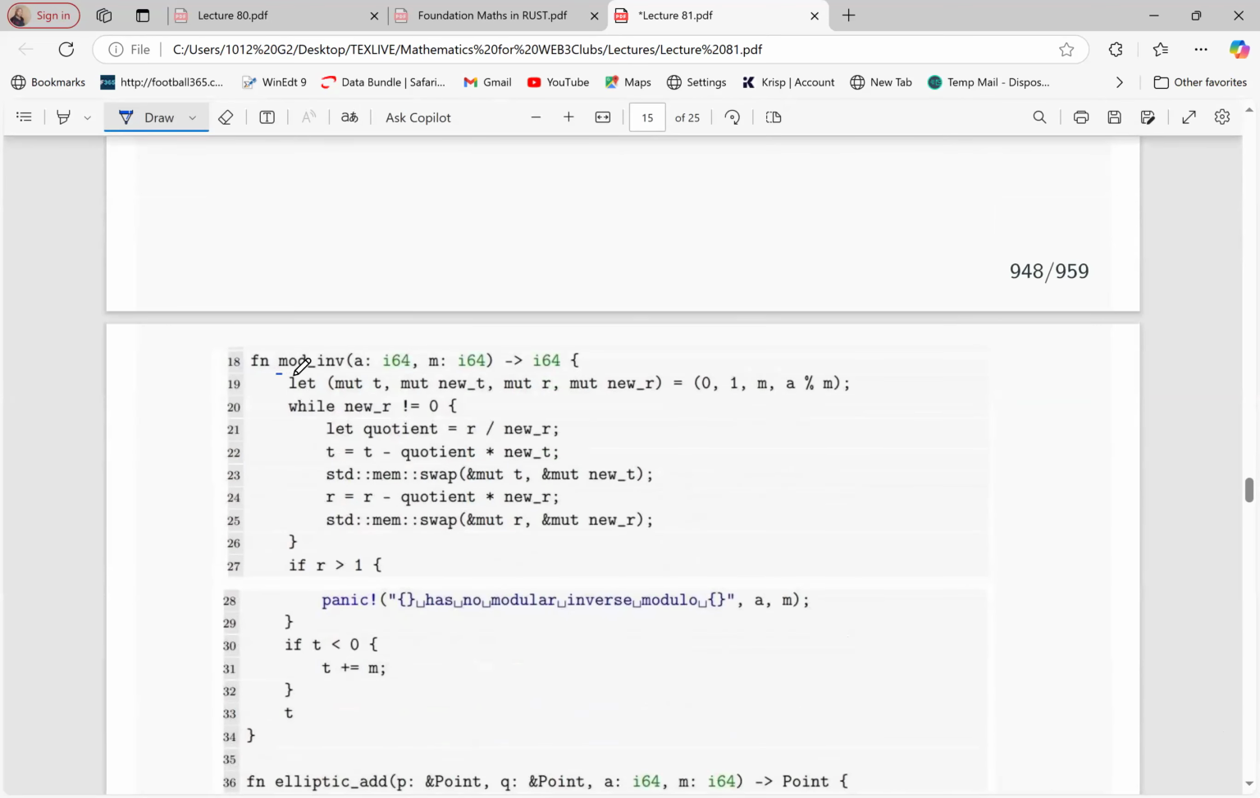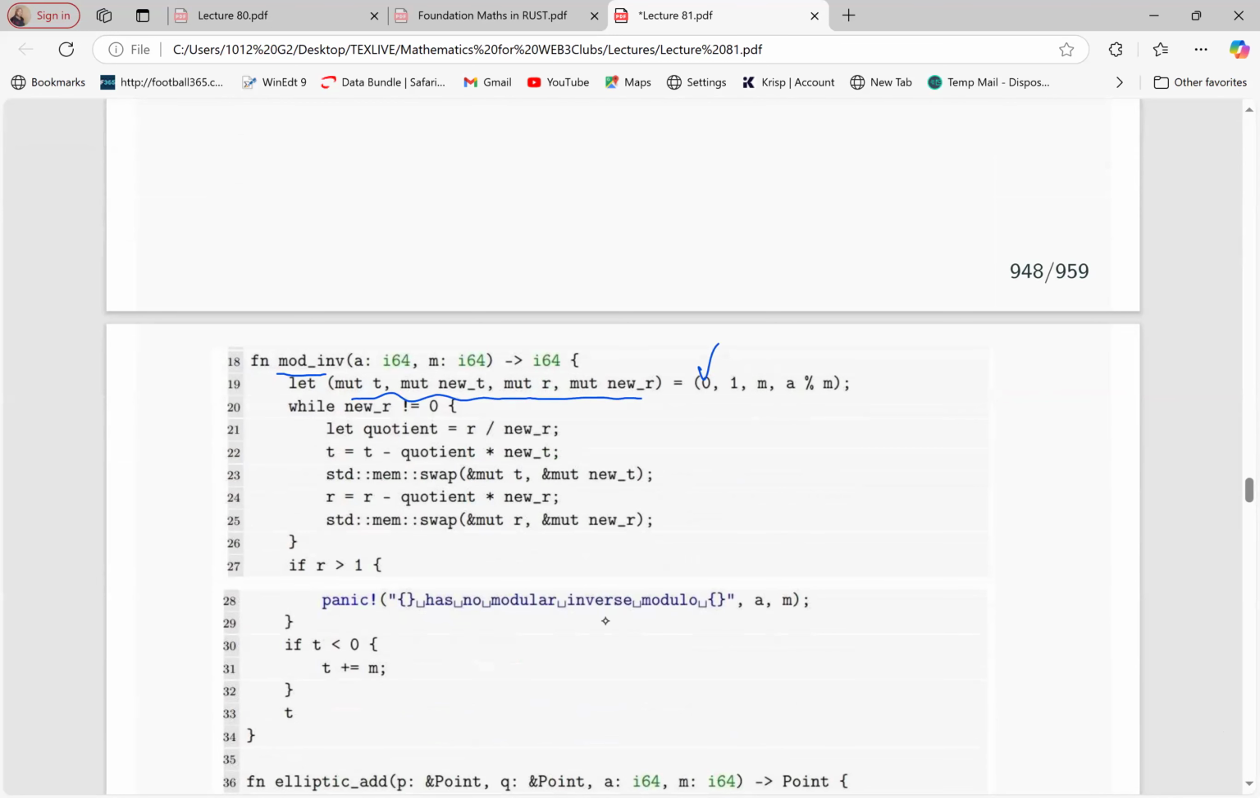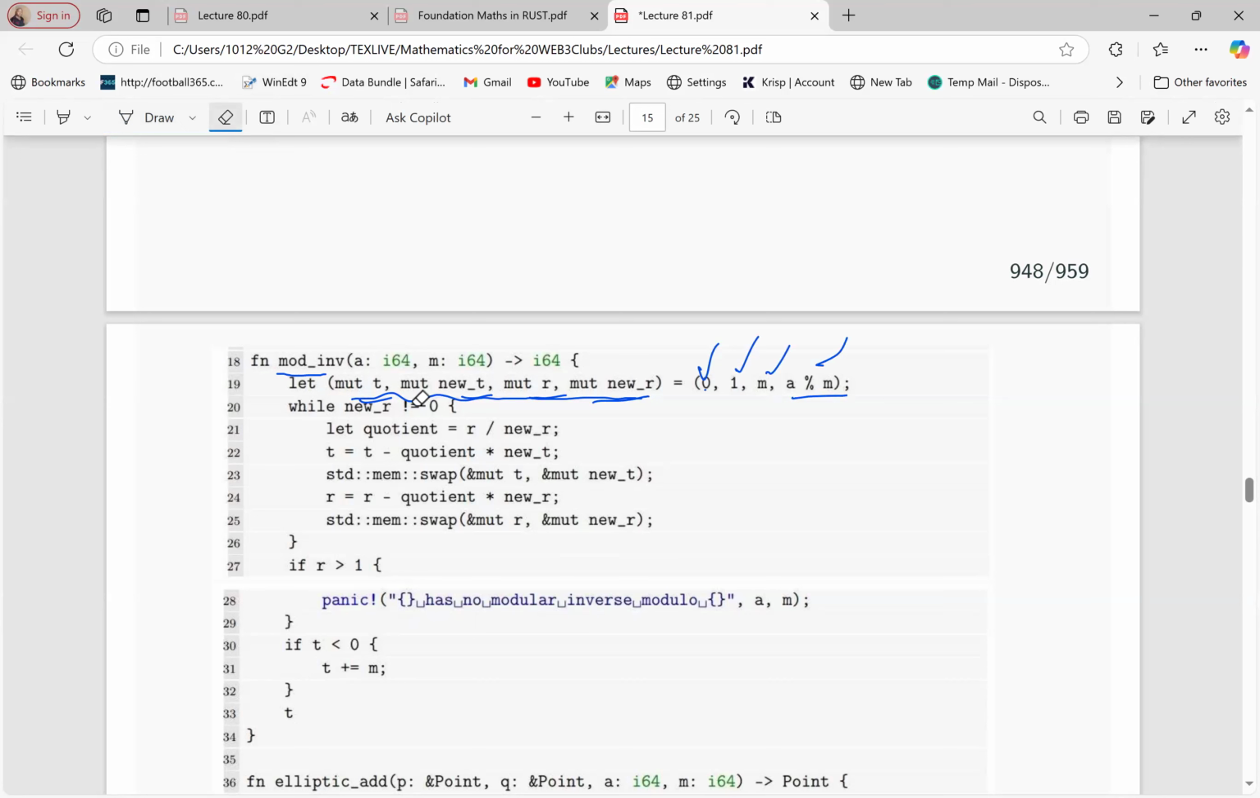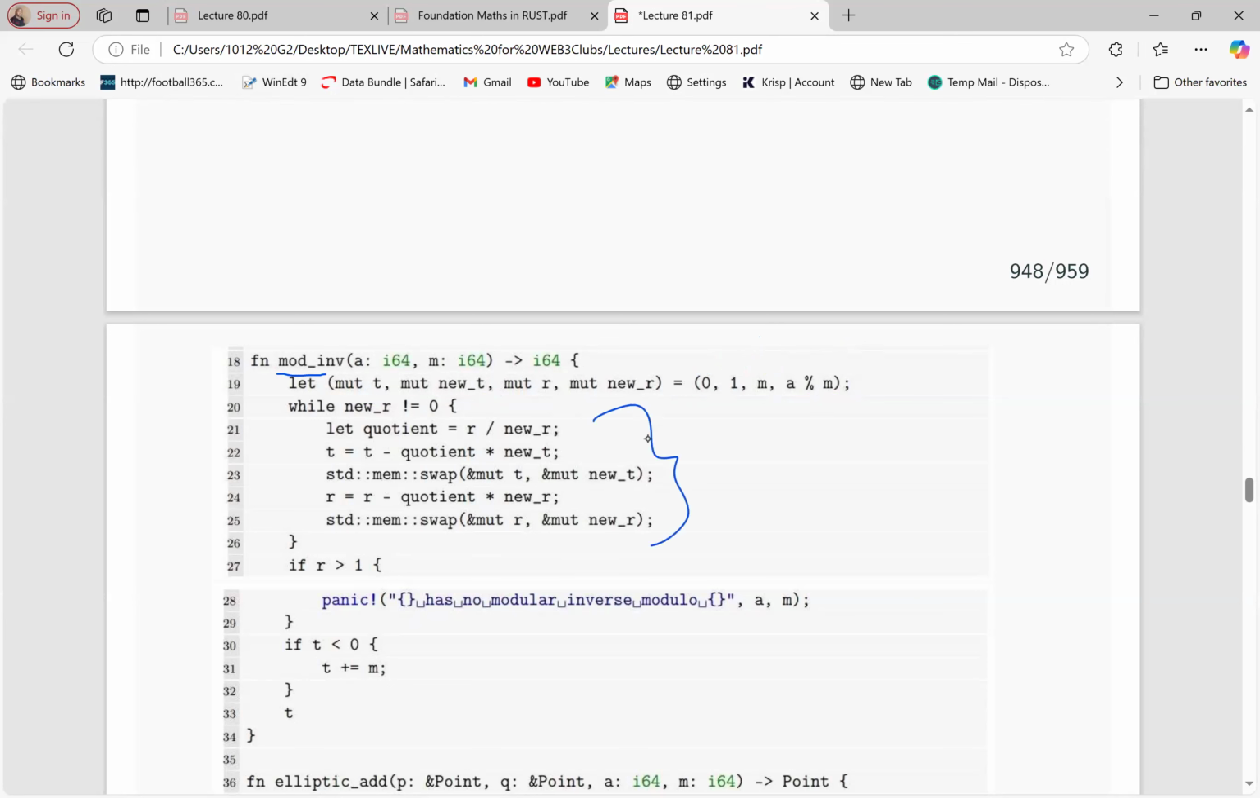Then this other function is doing the mod inverse. It is finding the mod inverse. This part you looked at several times. You are beginning by initializing these mutable values: initializing t to be 0, then initializing new t to be 1, initializing r to be m, and initializing new r to be the remainder of a on division by m. Then after initializing that, you enter a loop, and the loop says, while the new r is not equal to 0, you remain inside this loop and do these calculations.